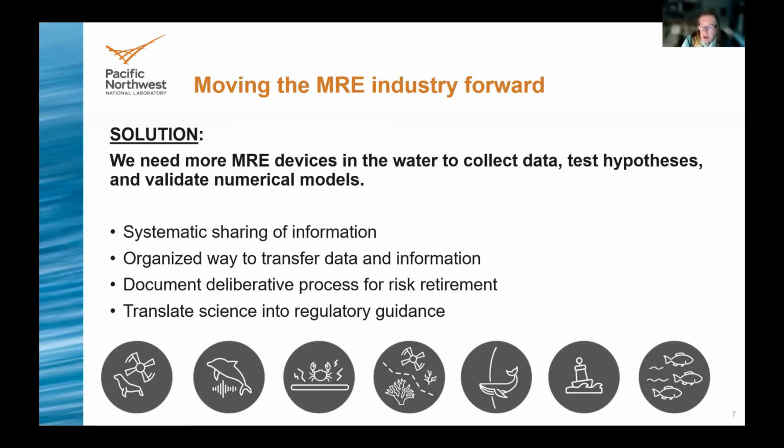First, the systematic sharing of information. Make sure that information that's been collected anywhere in the world is readily available to regulators, developers, and others, researchers, etc. We are looking to prepare an organized method of transferring that data and information, taking it from one project, let's say in another country or another type of device, and making it readily available and applicable to new applications. We are doing this through a deliberative documentation process we are calling risk retirement, and we'll get to what we mean by that in a moment.